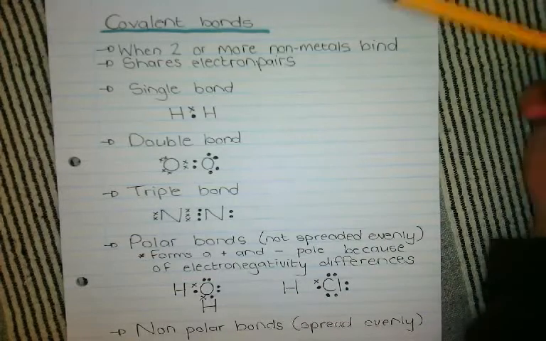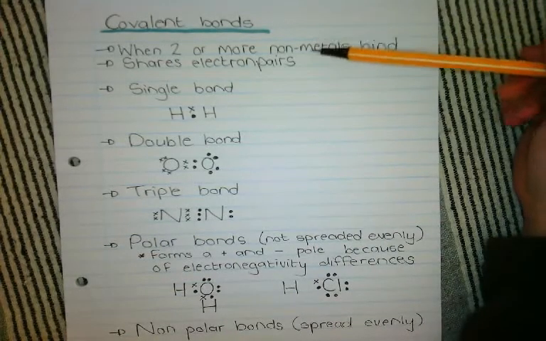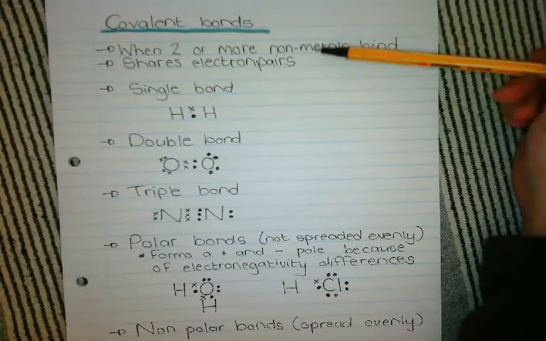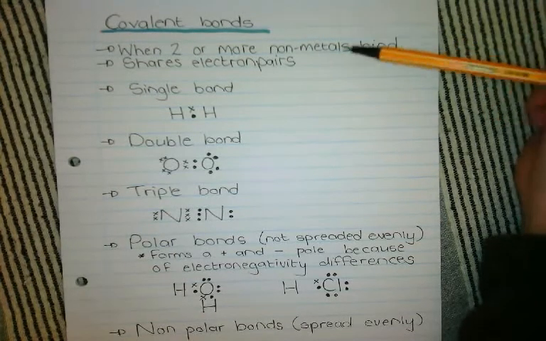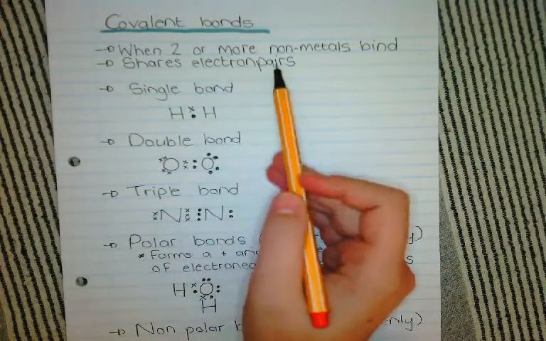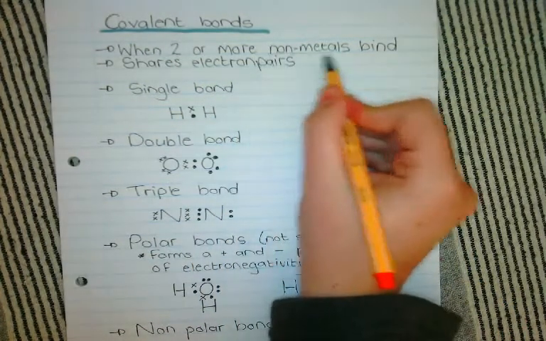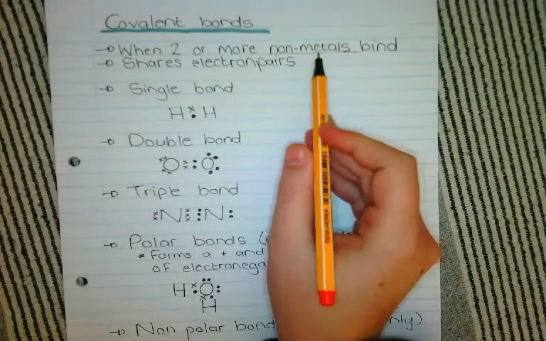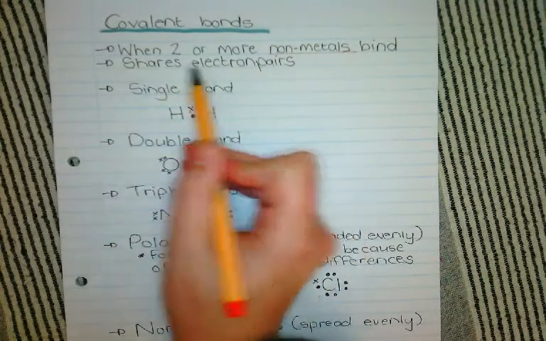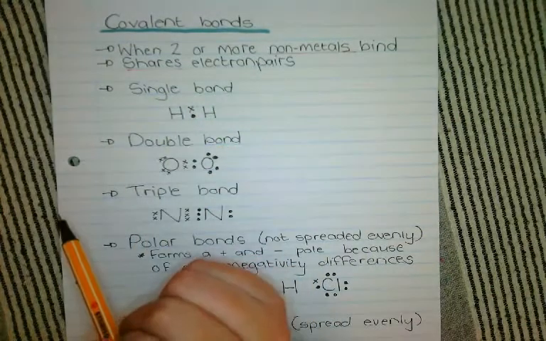Grade 10, so this is the second part about covalent bonds that we are going to discuss. So the first point we have here, and by now you should remember it, is when two or more non-metals bind. Okay, that's very important. And the second part, which is important, is that it shares electron pairs.